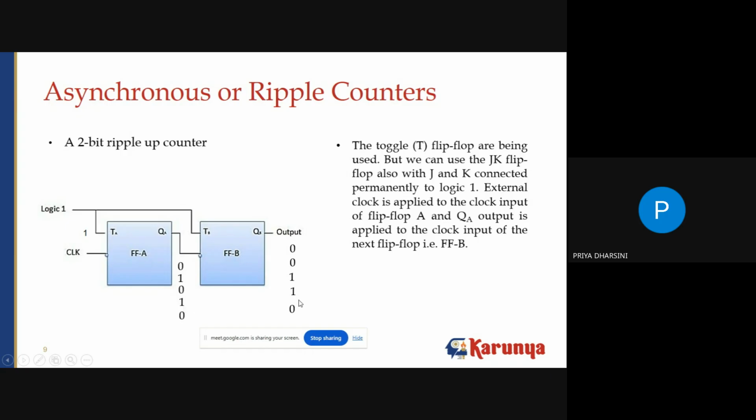0 0, 0 1, 1 0, 1 1. Again, the counter is getting back to 0 0. So now we have achieved the counting effect. It is able to count all the 4 states of the 2-bit ripple counter.